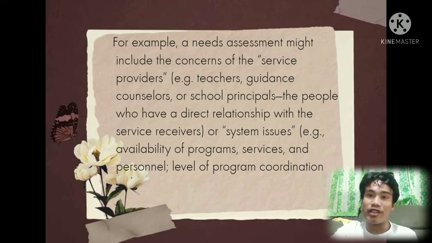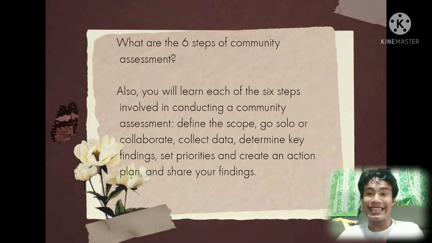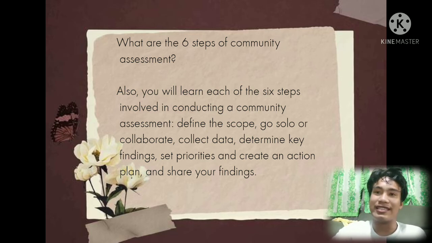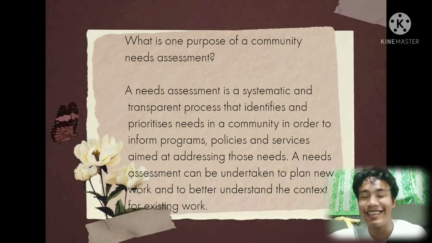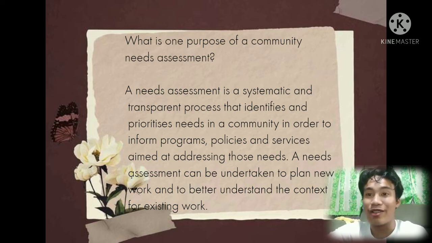Level of program coordination. There are 6 steps of community assessment. Also, you will learn each of the 6 steps involved in conducting a community assessment: define the scope, go solo or collaborate, collect data, determine key findings, set priorities and create an action plan, and share your findings.